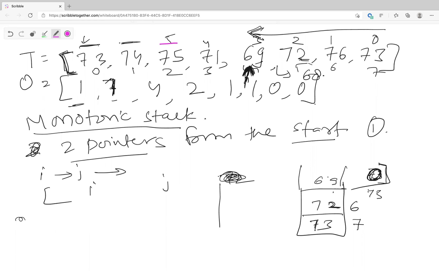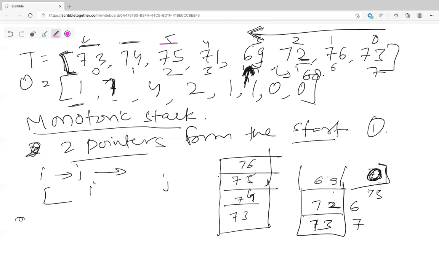Okay, and when are you popping out of your stack? I will first write it: 73, 74, 75, and 76. So explain what you are trying to do here. I am trying to store the increasing order of the temperatures. Okay, fine, and you stored them in the stack. Okay, now what?